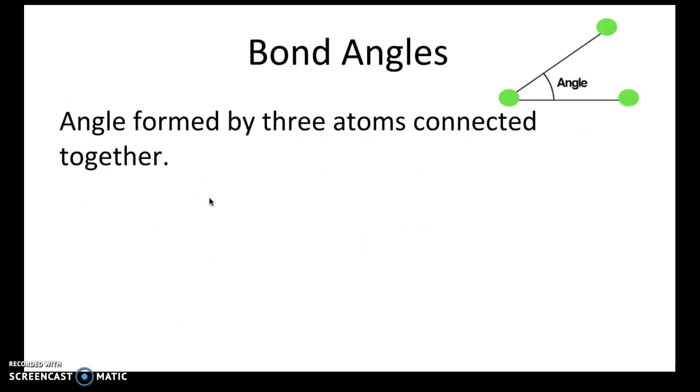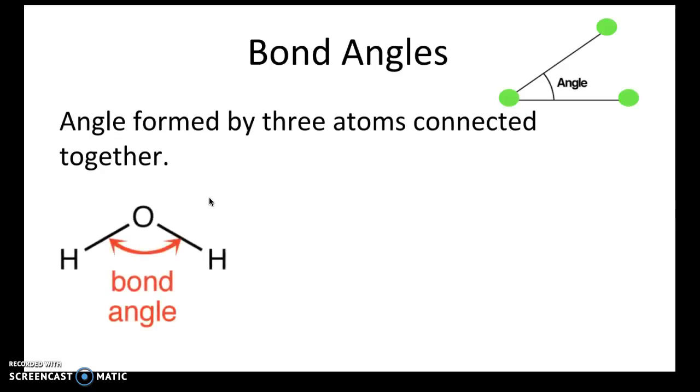Okay, so we mentioned that one thing that VSEPR structures do is tell bond angles. So let's take a look at that for a moment. First of all, what is a bond angle? A bond angle is an angle formed by 3 atoms connected together. Here in a water molecule, H2O, we have the bond angle that's drawn in here. You can see that these 3 atoms are connected together, and the angle that forms between them is known as the bond angle.